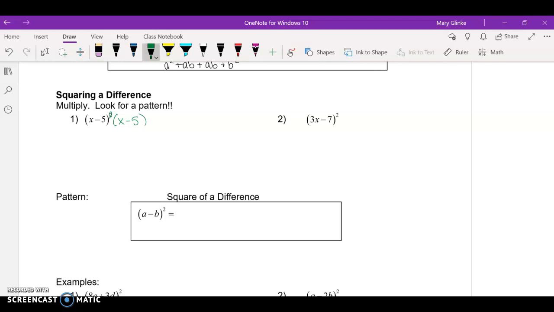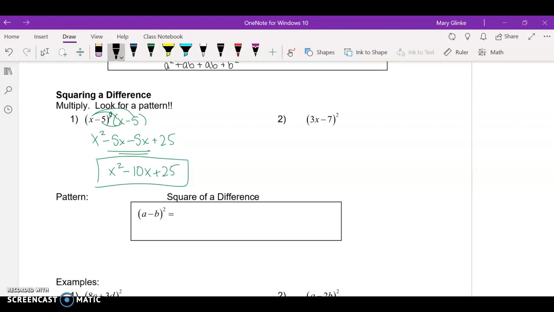So let's try it now. It's the same idea, just with a minus sign. So when we distribute, we get x squared minus 5x minus 5x plus 25. So we get x squared minus 10x plus 25.